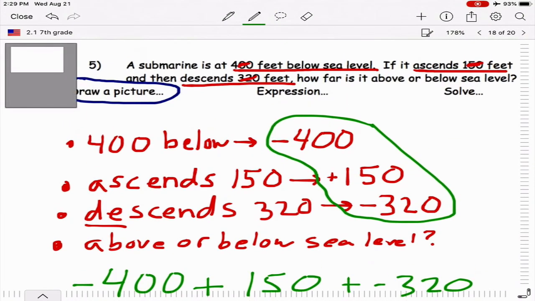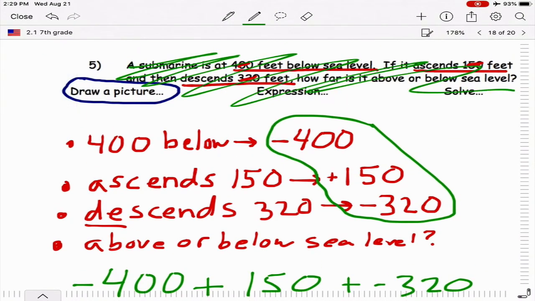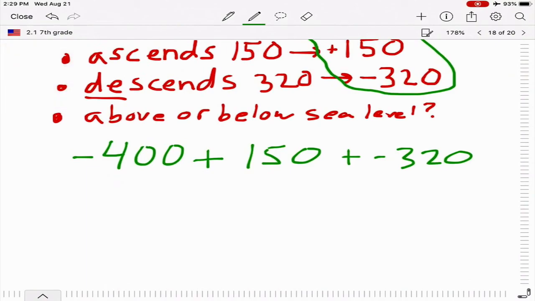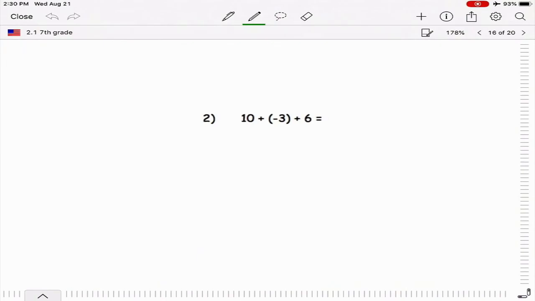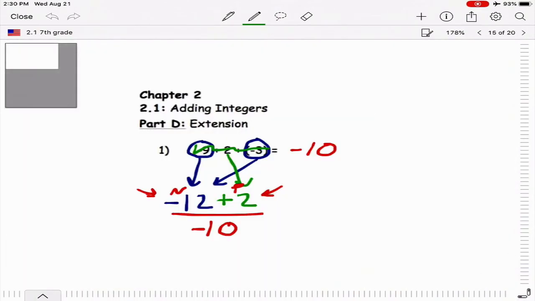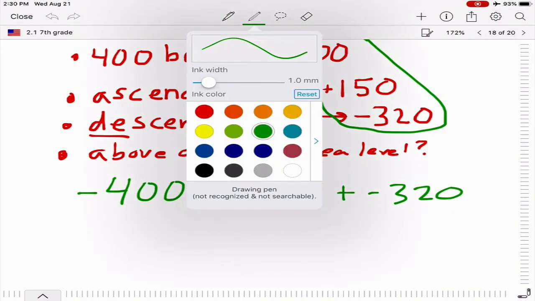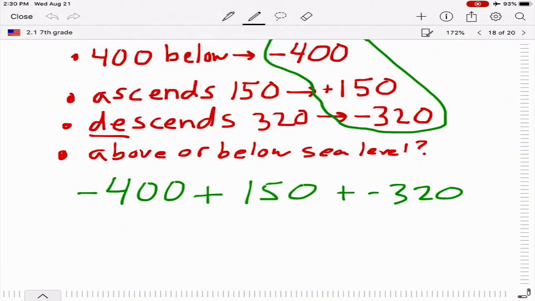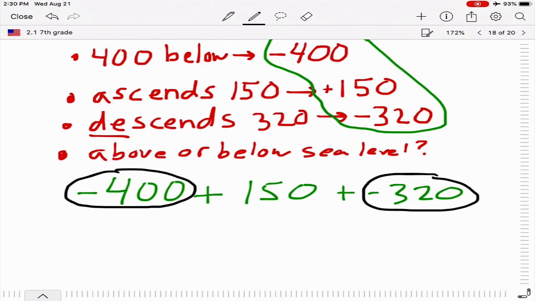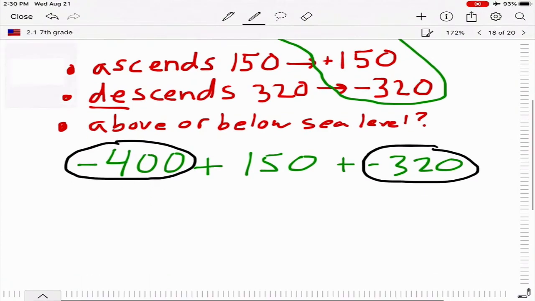Watch. You went from this whole word problem here to something now, right, in green, that you can actually solve. This right here is no different than number 2, or the problem that we solved together, number 1. When you're solving 3 numbers, right, always solve it 2 numbers at a time. Once again, whenever you're adding, you don't have to go in order. It doesn't have to be left to right. You could jump if you want. I like to add numbers that are the same sign first. So I'm going to do negative 400 plus negative 320.